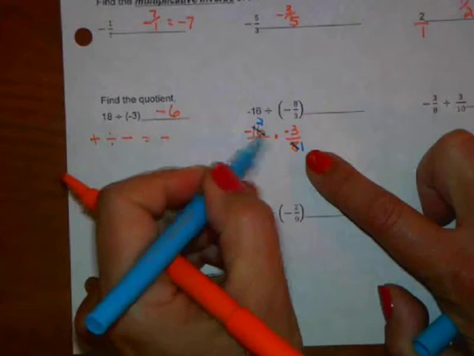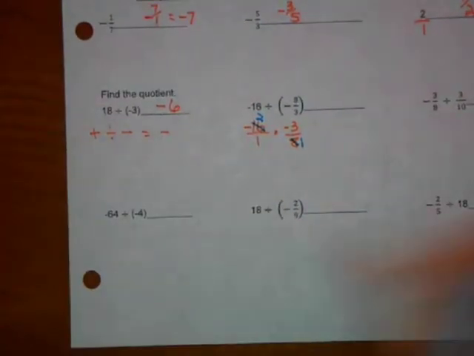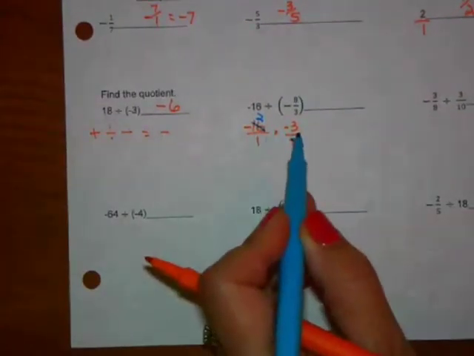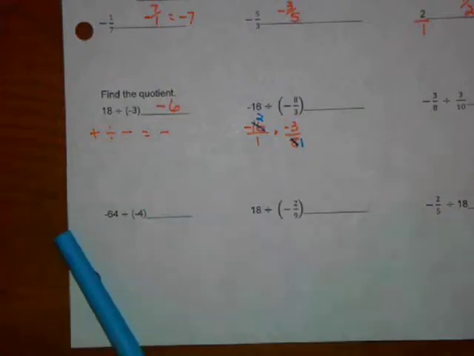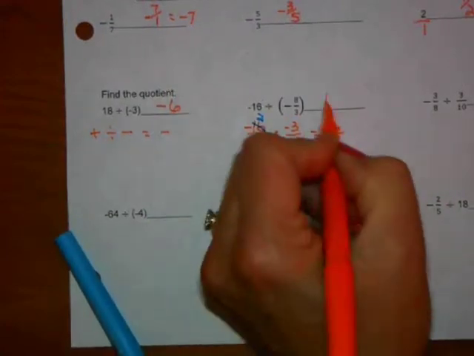I reduced 16 over 8 before I multiplied. Now you can do it without a calculator. What's negative 2 times negative 3? Negative 6. Negative, positive 6 over 1, which is just 6.